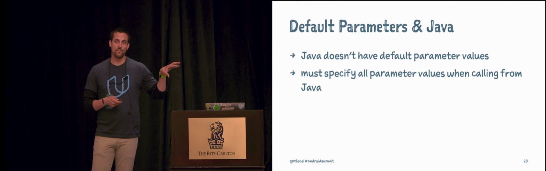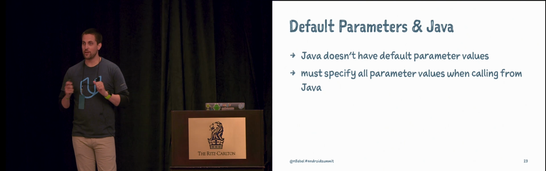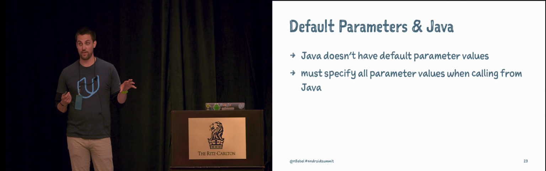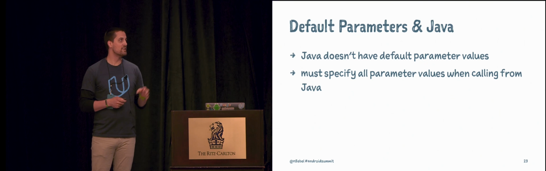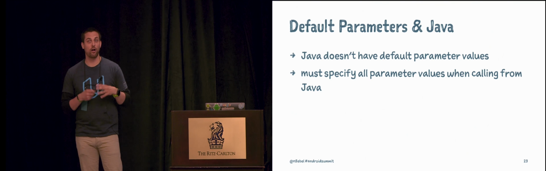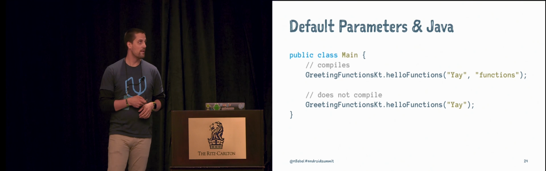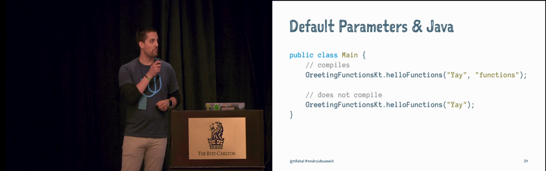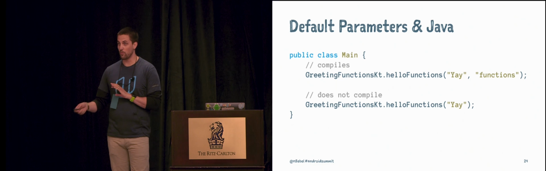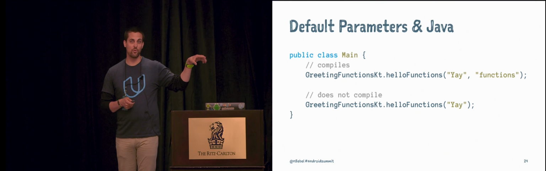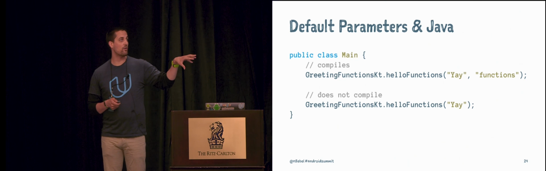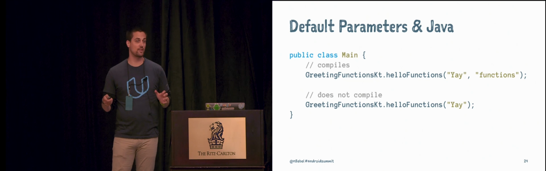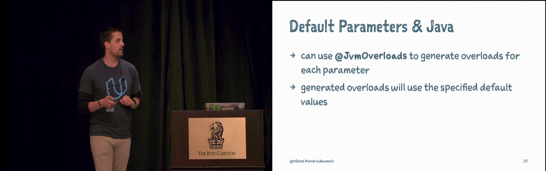Now, unfortunately, with a lot of this stuff, the Java interop story is a little bit different. So Java does not have default parameter values, as we probably all expect. So you must specify all the parameters when calling the function. So you can't omit them. So here in this case, if we call hello functions with both parameters from Java, that will work fine. However, in the second example, it will not compile because it doesn't know where to find this method with just a single argument being passed in.